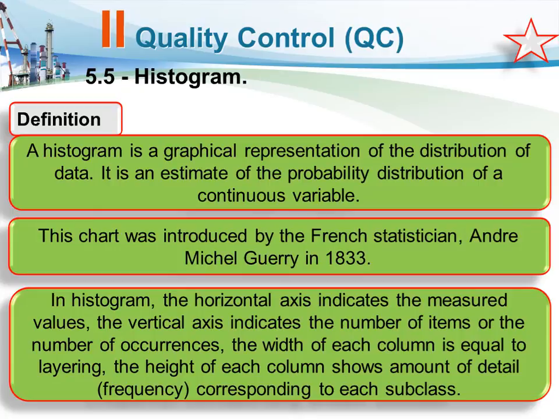1833. In histogram, the horizontal axis indicates the measure value. The vertical axis indicates the number of items or the number of occurrences. The width of each column is equal to the class interval. The height of each column shows the amount of data frequency corresponding to each subclass.